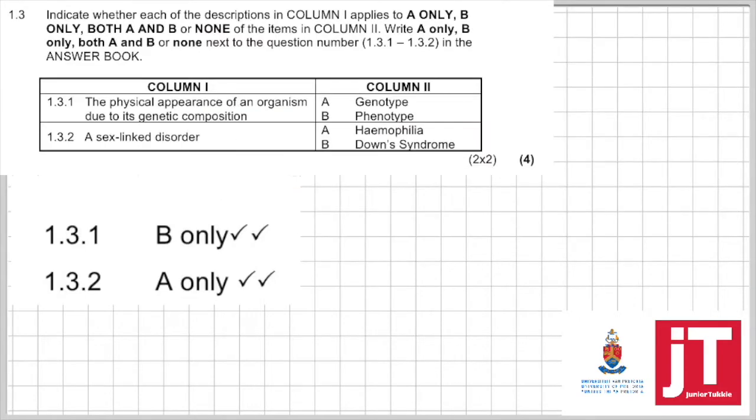1.3. Indicate whether each of the descriptions in column 1 applies to A only, B only, both A and B or none of the items in column 2. Write A only, B only, both A and B or none next to the question number. 1.3.1. The physical appearance of an organism due to its genetic composition. When they use the words physical appearance, that is definitely phenotype only, so your answer is B only. 1.3.2. A sex-linked disorder. From these two, the sex-linked disorder is only hemophilia. Down syndrome is not, so your answer is A only.